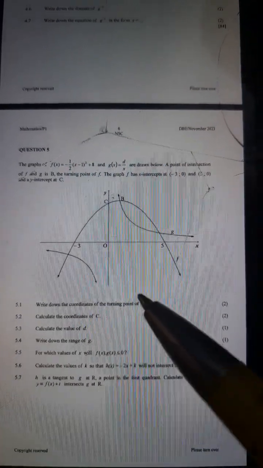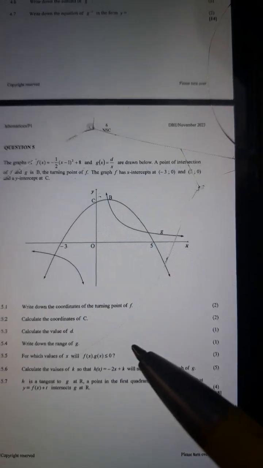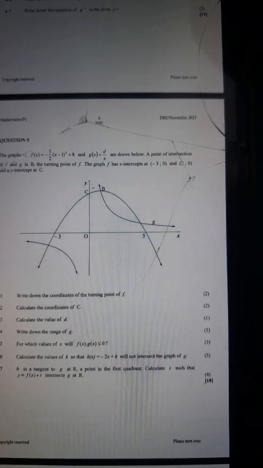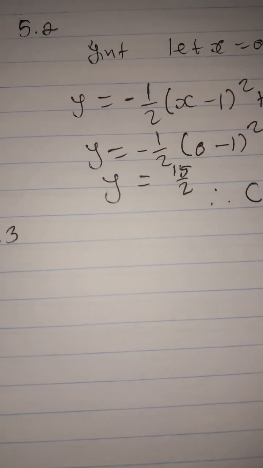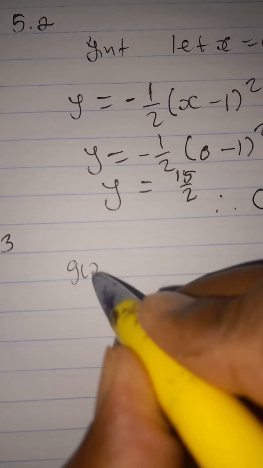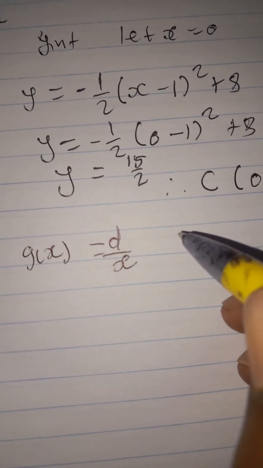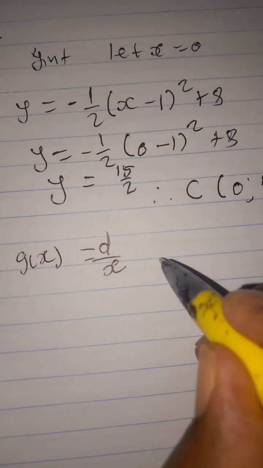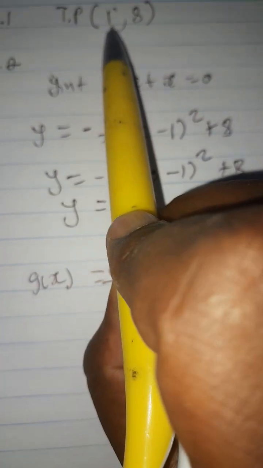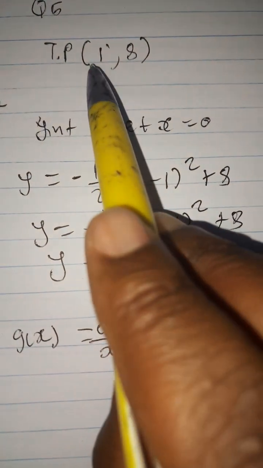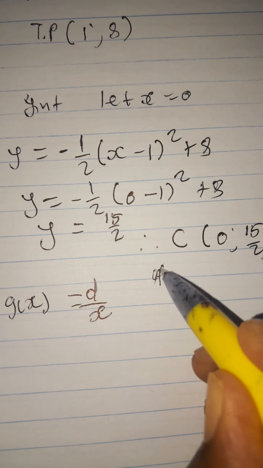At 5.3, write down the coordinates of D. Well, okay, we are looking for what? The value of D. So we will use the graph of g of x, d all over x. So in this case, remember you have g of x, which is d all over x. We look at it, it touches at B. Yes, it touches at B. So we are going to use that coordinate of B, which was our turning point, 1 and 8, to find the value of D.